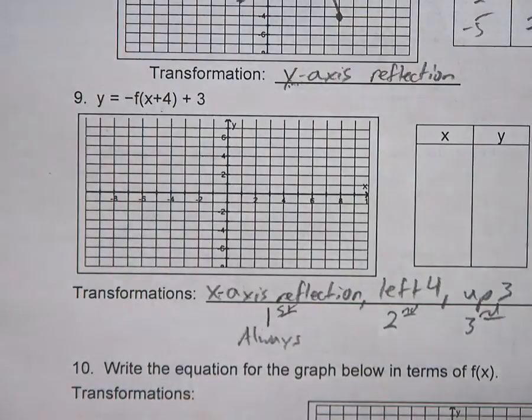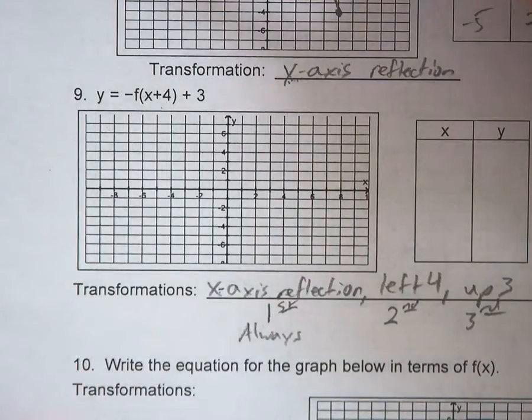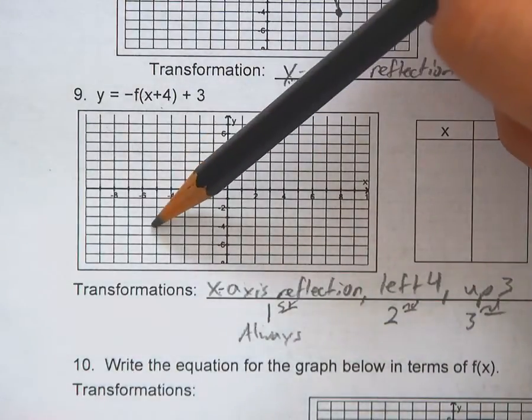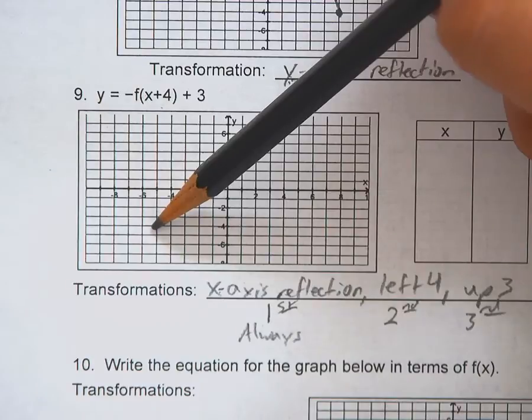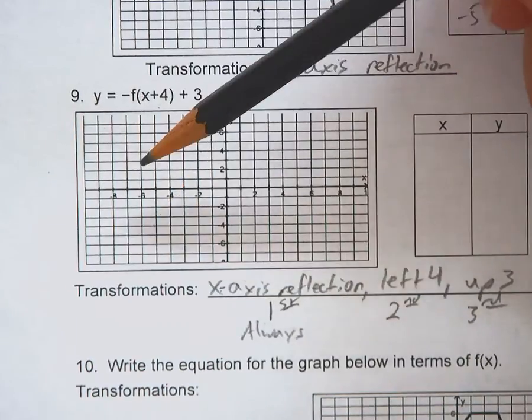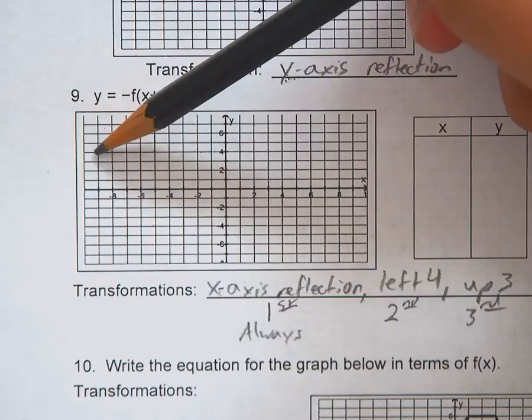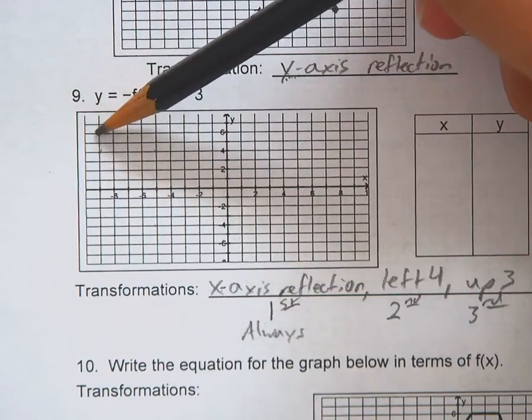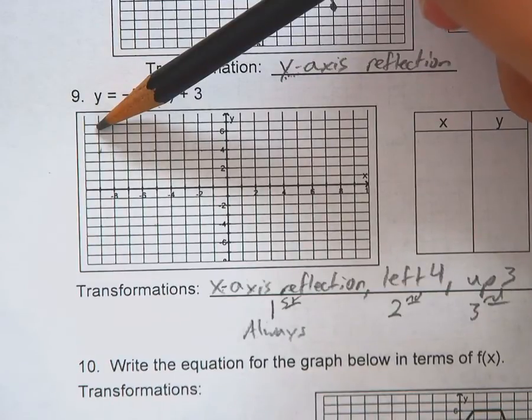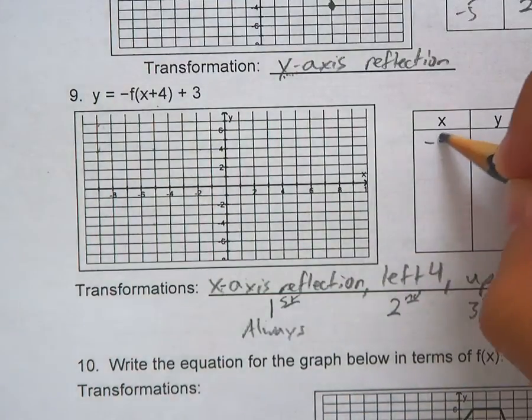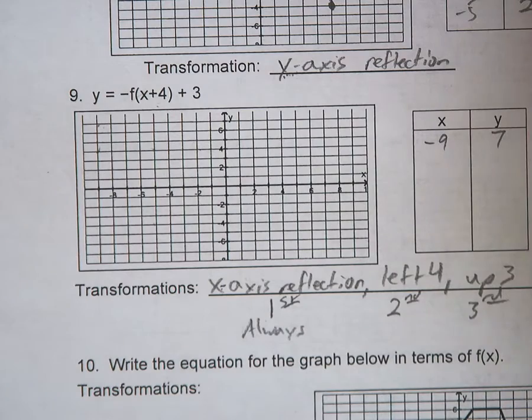So do this. Put your pencil on -5, -4. This is your first point. Okay? Do an x-axis reflection. Then go left 4 and up 3. What's that new point? -9, 7. Do that with all of your points.